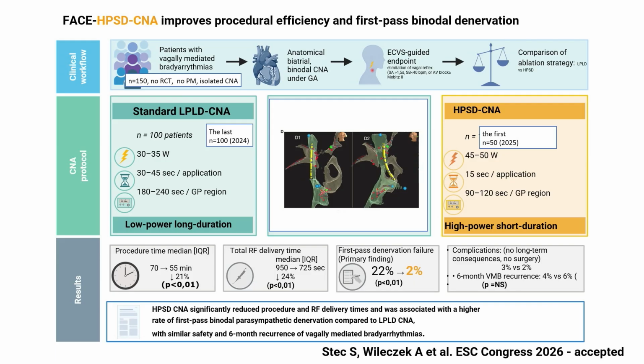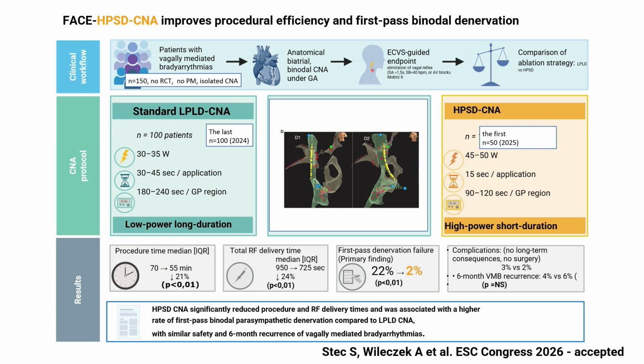Another issue is high power short duration, and we changed the strategy to high power, 45 to 50 watts, for only 15 seconds in the spots, and 5 GPs starting from the left, then the left inferior, then the right superior, and then back on the right side. And as you can see, we decreased the time of the procedure to 55 minutes. It's currently about 45.